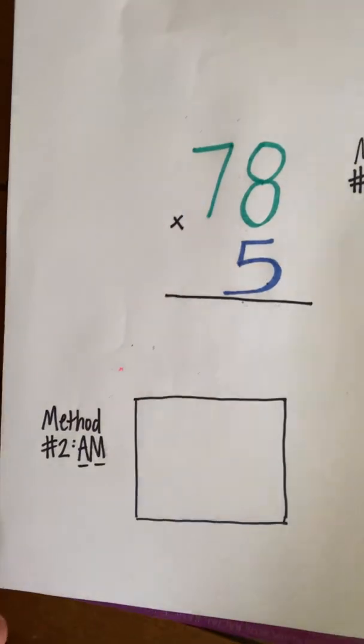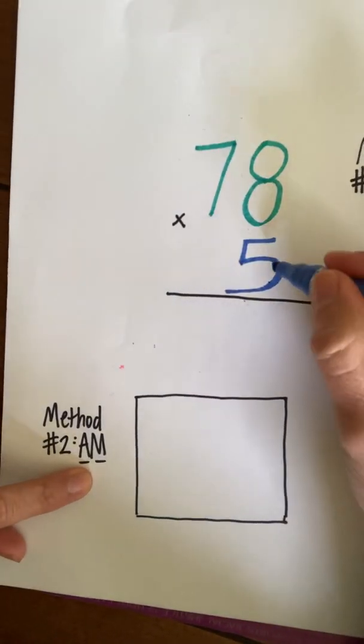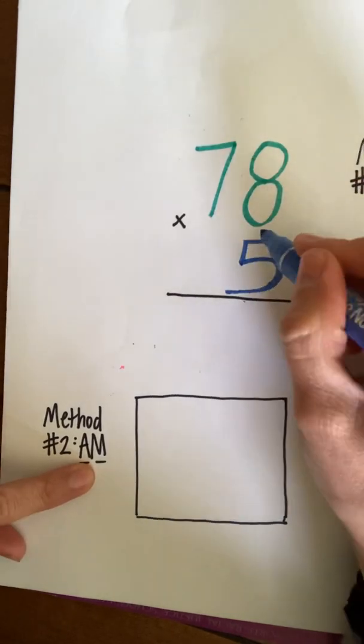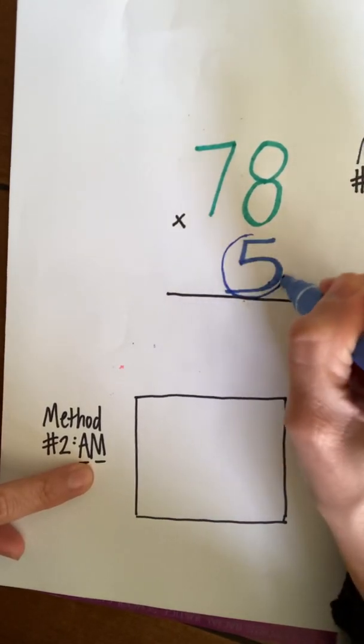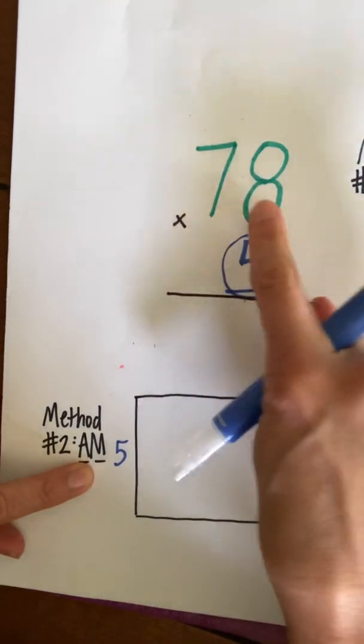Okay, so for the area model, let's go ahead and set it up really quick. So I see that over here, this factor is just plain old 5. So I can put that there. And this factor is 78.